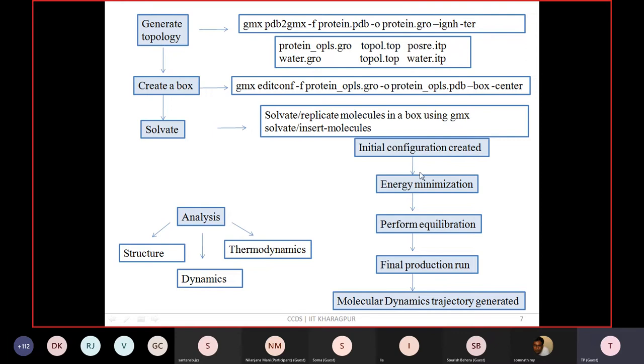Now the next step is doing an energy minimization, because some of the inserted molecules may be quite randomly placed, and we need a very good initial configuration so that the system doesn't blow up in energy afterwards and the simulation doesn't crash. So we start by doing this energy minimization using the steepest descent algorithm, and then perform the equilibration, do the production run, and finally get the trajectory from the production run. And this is finally used for various analyses of structure and diagrams.